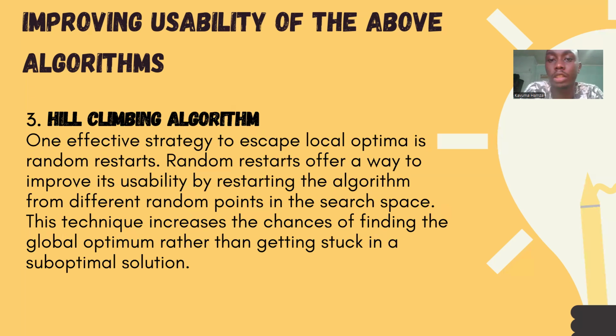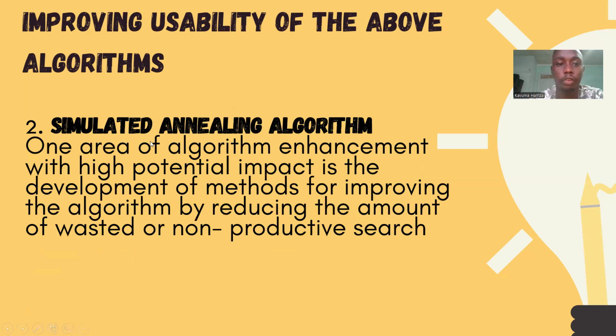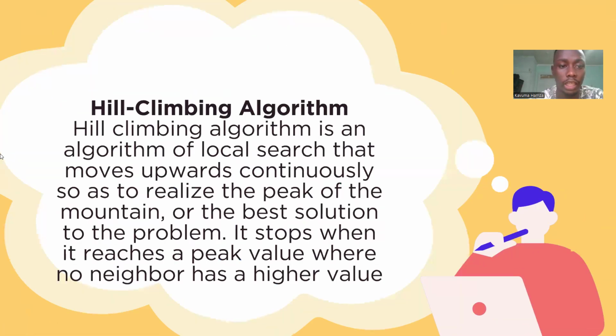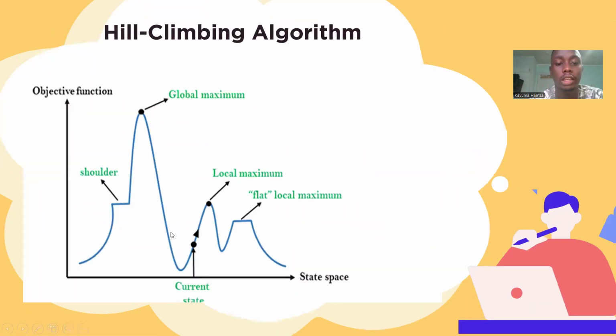Then in the hill climbing algorithm, the effective strategy to improve usability is doing random restarts. As we could see, there are very many regions like the shoulders where the agent can get stuck. But if we introduce a random restart, then it gives us a chance to move to a different area. For example, if our agent is in the shoulder and we do a random restart, it can start at any other slope, which gives us a better chance of finding the global maximum.